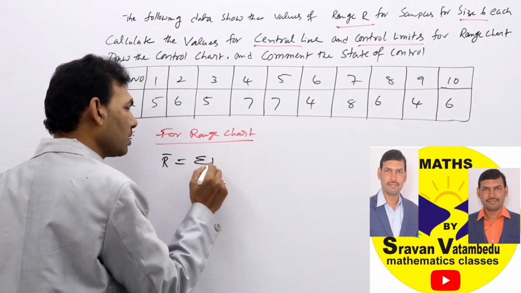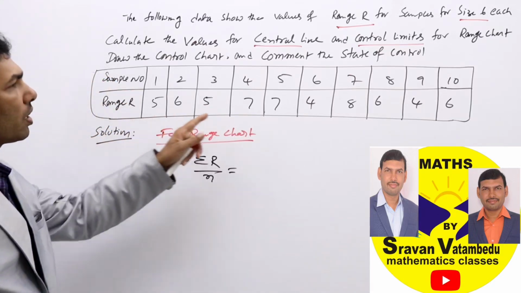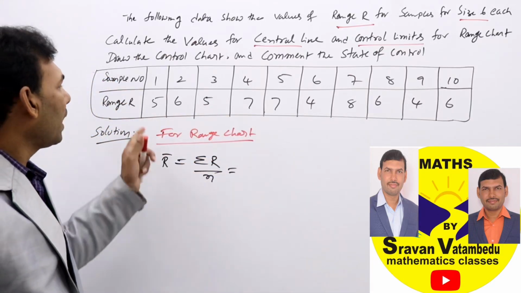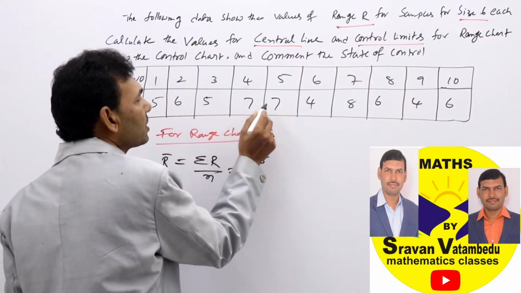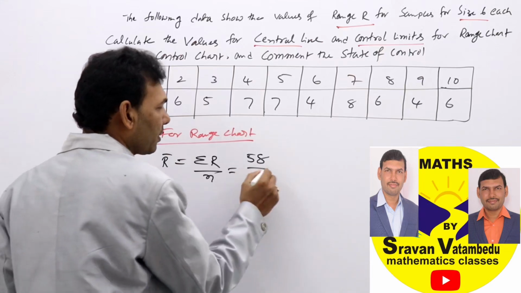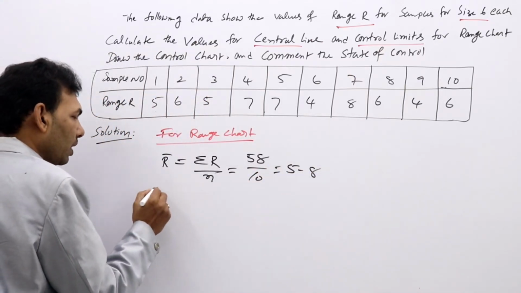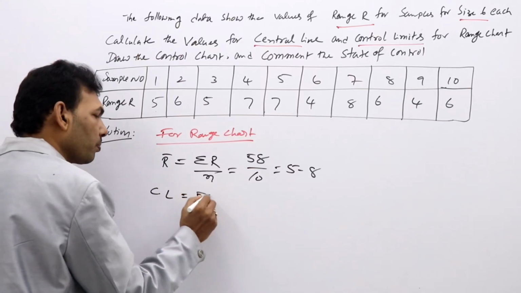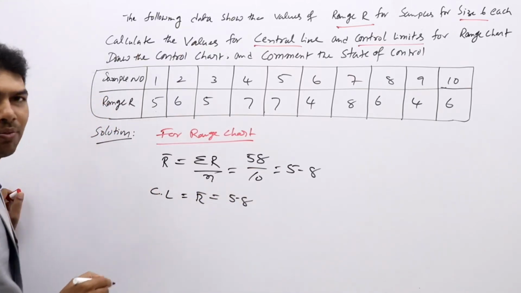R bar means sigma R by k. You need to add all the range values. If you add all the range values, 5 plus 6 plus 5 plus 7 plus 7 plus 4 plus 8 plus 6 plus 4 plus 6, you get 58, divided by 10. You will get 5.8. The control line is R bar only. That is the center line. Center line is 5.8.